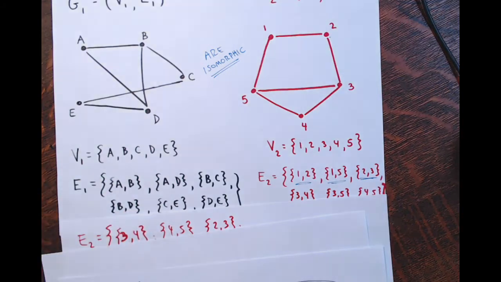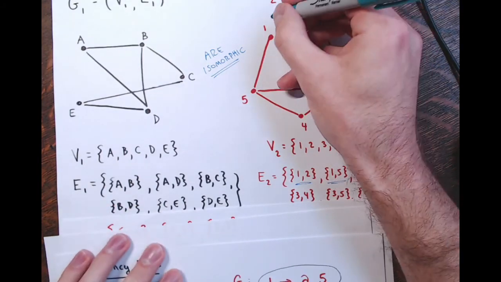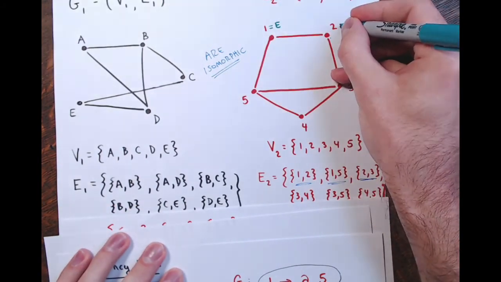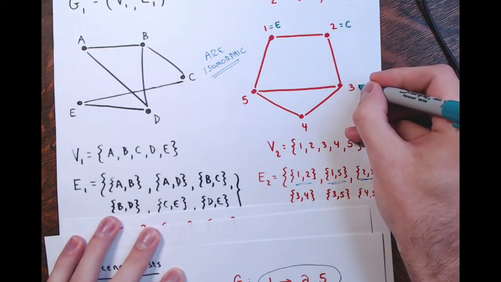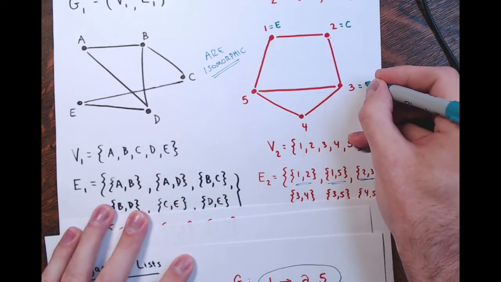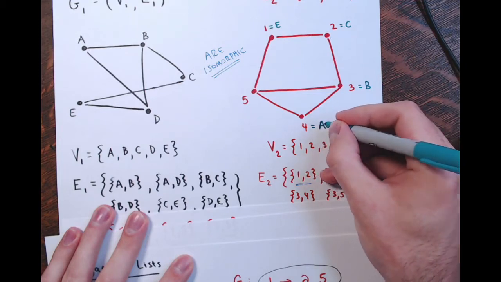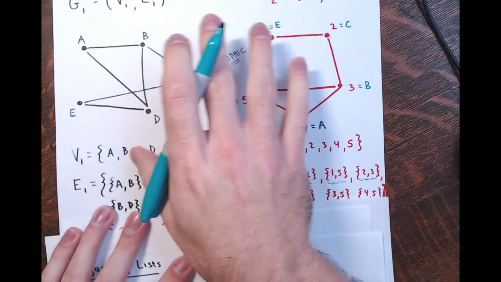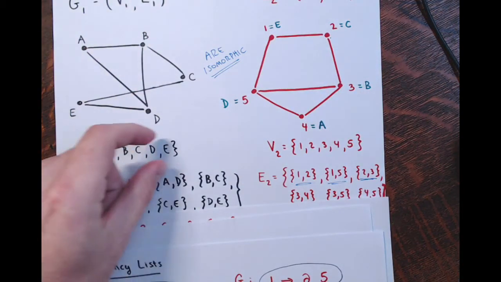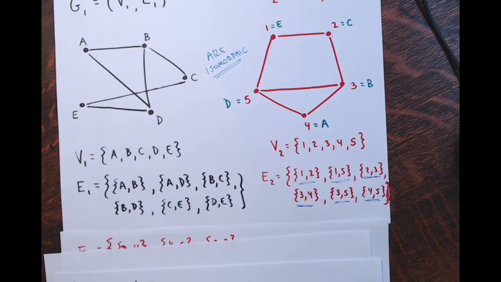Again, very easily, if I were to relabel, I'll do it one more time. If I were to relabel the 1 as E, the 2 as a C, the 3 as a B, the 4 as A, and the 5 as D, then everything matches up. The vertex sets are now the same, A, B, C, D, E, and the edge sets would be exactly the same.